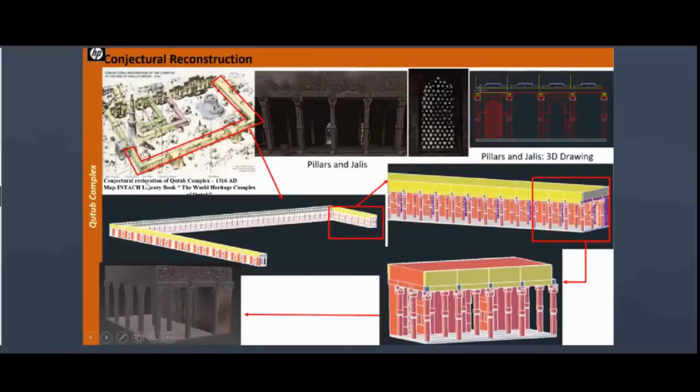So what we did is conjecturally restore the entire pillared gallery. This entire area has been conjecturally reconstructed, and you can see here the zoomed-in version of a part of the pillared gallery, which I have shown you in the walkthrough also, and this is when we put texture on it.